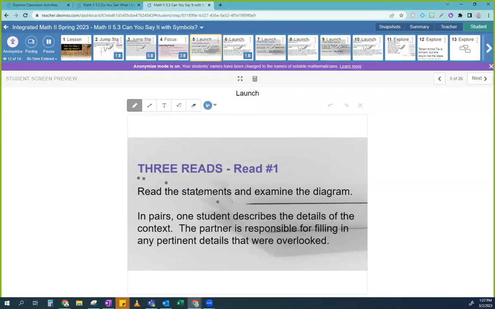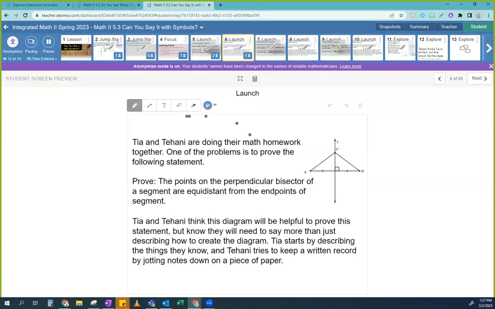So what we're going to do is try a strategy that's called 3 reads. The very first read, you're going to read the statements and examine the diagram. I'm going to send you off to groups and you're going to describe the details of the context. And the partner is responsible for filling in any details that were overlooked. The very first one, we're going to read together. Then I'm going to send you off in pairs, which I'm choosing, so that you can fill in your statements.